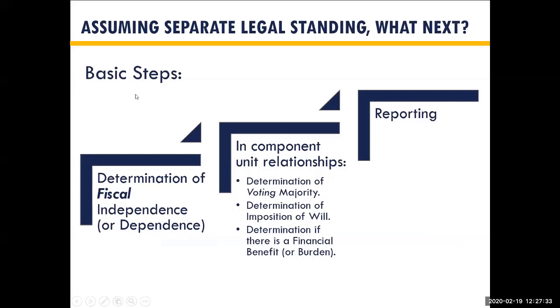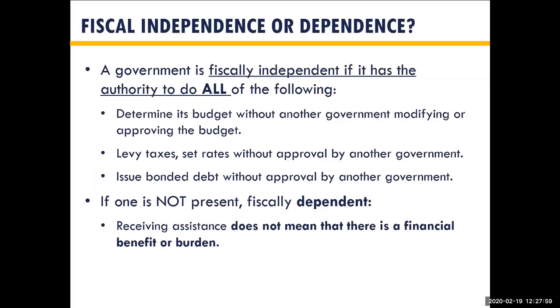So back to our component interrelationships. Assuming that we have legal separation, what's next? Well, there are three basic steps as we have it on the screen. First, you need to determine if there is fiscal independence or dependence. Determine the relationship of the component unit, or if there is one, and then if there is a component unit, how to report things. The concept of fiscal dependency can be a little bit of a tricky business.